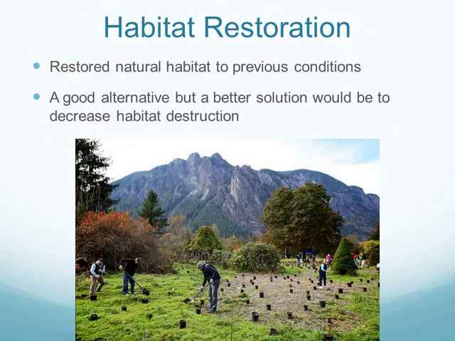Another thing that can help the environment is habitat restoration. So in this photo here, you can see they're planting trees in an area where, I'm sure, the trees were cut down. But they're replanting them so that the carbon in the atmosphere can, instead of going into the ocean, get absorbed by the tree. So the tree is basically made out of carbon.